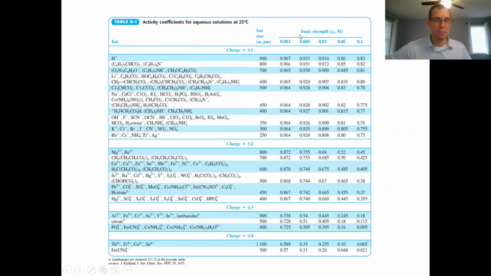So that's a little bit about ionic strength and activities and how they're related to each other and how we can use Debye-Huckel theory to get some specific values.